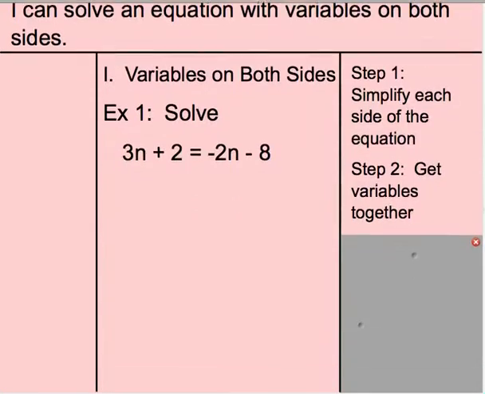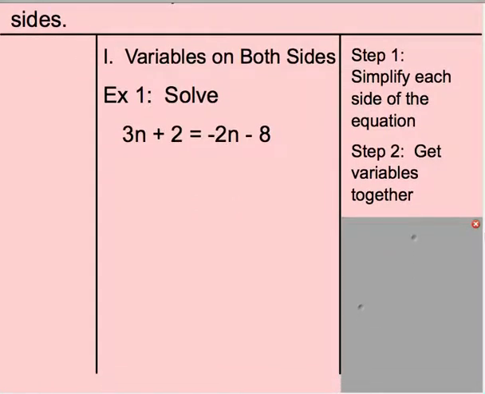It's not necessarily that you have to get your variables together first, but it's easier to get your variables together first. And the way that we move our variables is the same way that we move our numbers. If I wanted to cancel my -8, I would add it. Instead, I'm going to cancel my -2n by adding it. So I'm going to follow the golden rule. Whatever I do to one side, I'm going to do the same thing to the other.